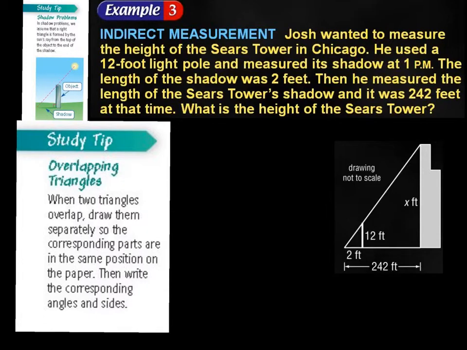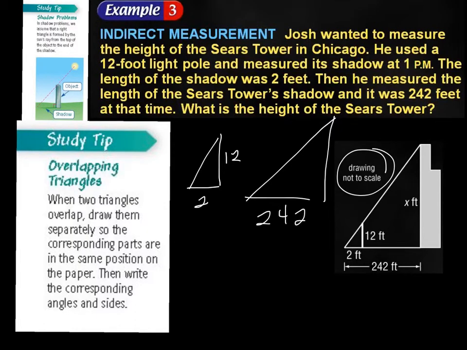Okay, I went ahead and stuck this study tip in here because the way they drew the diagram, they made it look like overlapping triangles, which it probably wouldn't be in the real world. But this is a good tip. When two triangles overlap, draw them separately so the corresponding parts in the same position are on the paper, then write the corresponding angles and sides. So instead of their lovely drawing here, let's just sketch. There's my 2, there's my 12, and then I'm not drawing to scale.